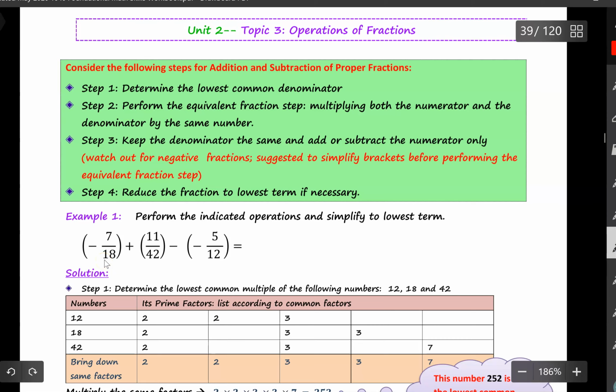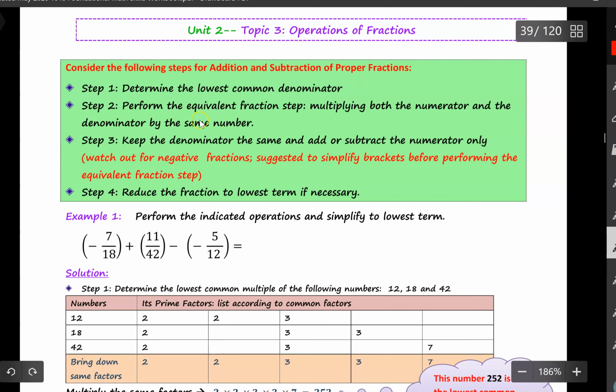Okay, so here, in example 1, we have 18, 42, and 12. In order for you to add these fractions, you need to have the common denominator, and then you perform the operations only with the numerator after you perform the step called the equivalent fractions. Okay, so that is why we are learning how to find the lowest common multiple in our unit 1.